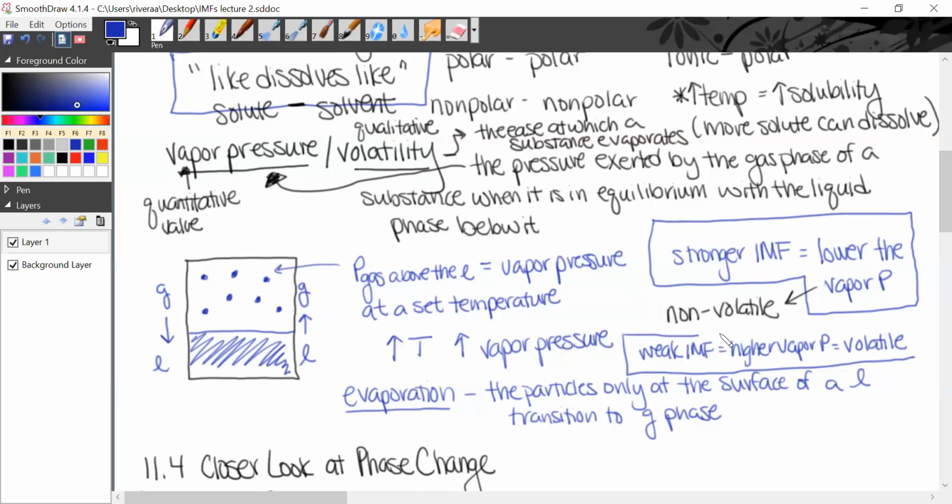And highly volatile things also tend to be very smelly, like alcohols. The reason why you can smell something if it's volatile is because when we smell something, we're smelling the gas phase of that substance, right? Those gaseous particles are actually going up into our noses and being sensed by our nervous system.